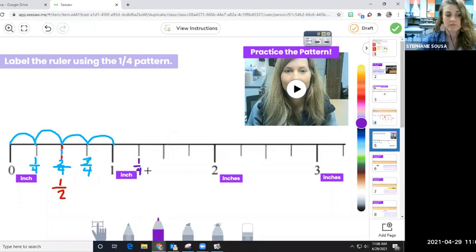1/4, 2/4, 3/4, 1 whole. And again, we also know that 2/4 is the same as 1/2. Let's continue that pattern. We're at 2, so now it would be 2 and 1/4, 2 and 2/4, 2 and 3/4, and then 1 whole.